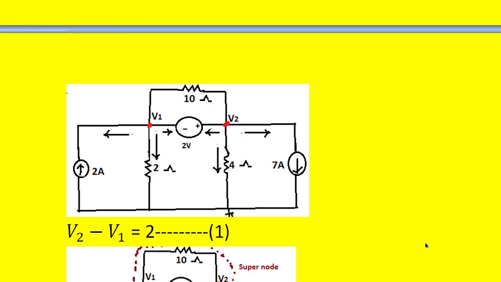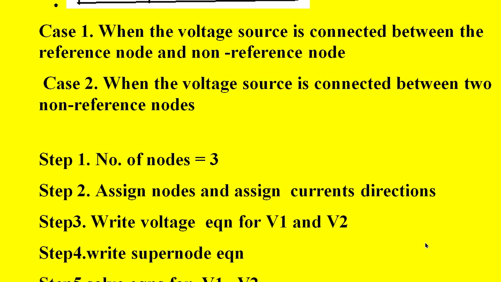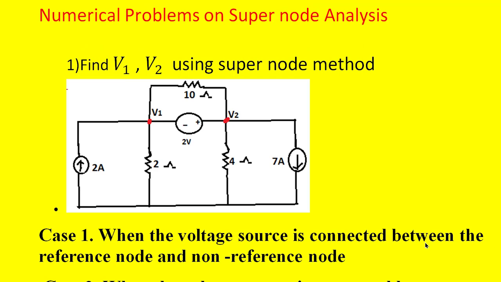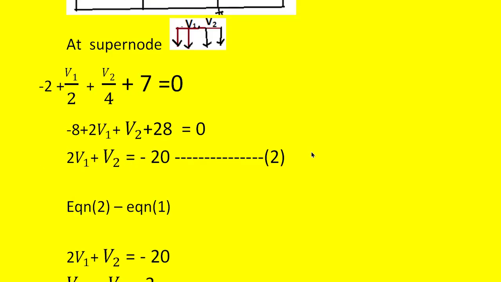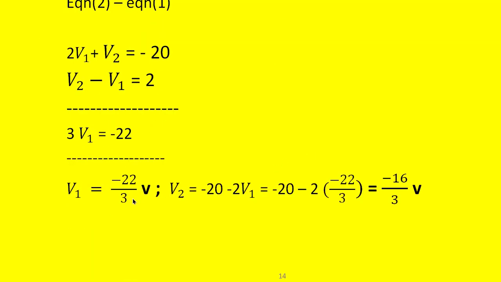So to solve a super node based problem, first of all we should know whether that problem belongs to the super node method or not, and after that we have to know where to write the voltage equation, then where to identify the super node, and from that super node we have to write the current equation, then we have to relate the voltage equation and current equation, and then solve for the unknown values, like in this case V1 and V2, which are obtained as minus 22 by 3 volts is V1 and V2 is minus 16 by 3 volts.